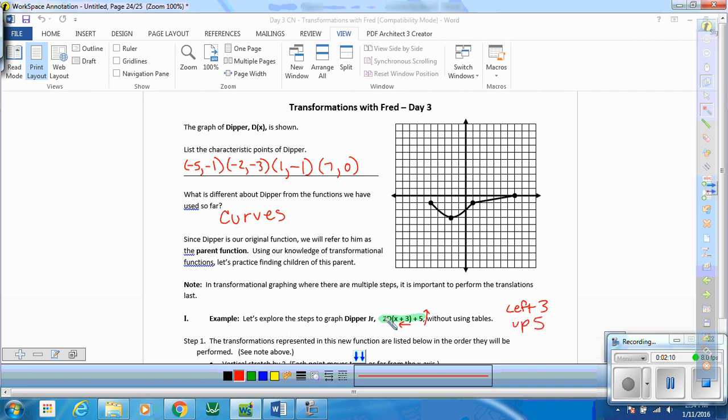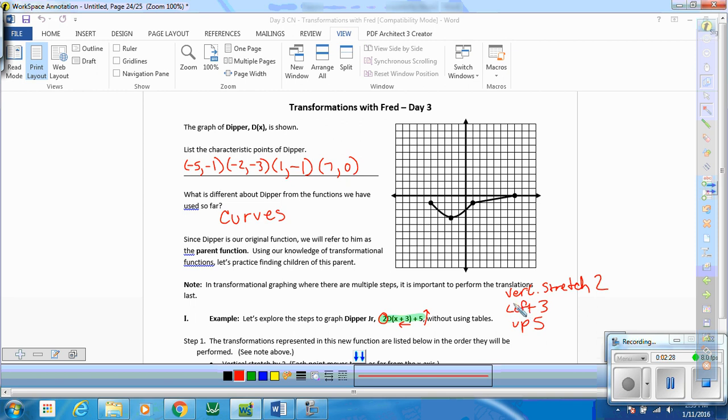Those are both translations. And then I notice that it's being multiplied by 2, which we said would give us a vertical stretch of 2. So everything's going to get multiplied by 2. All 3 of these things need to happen.